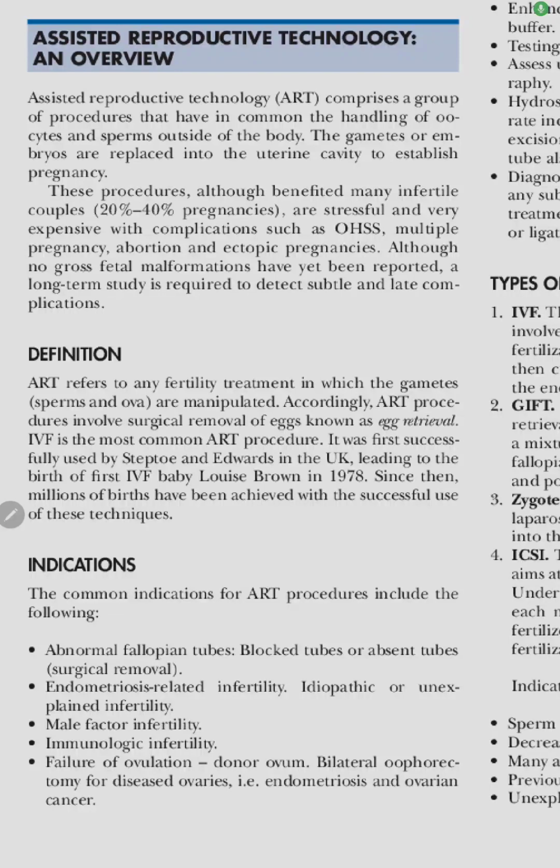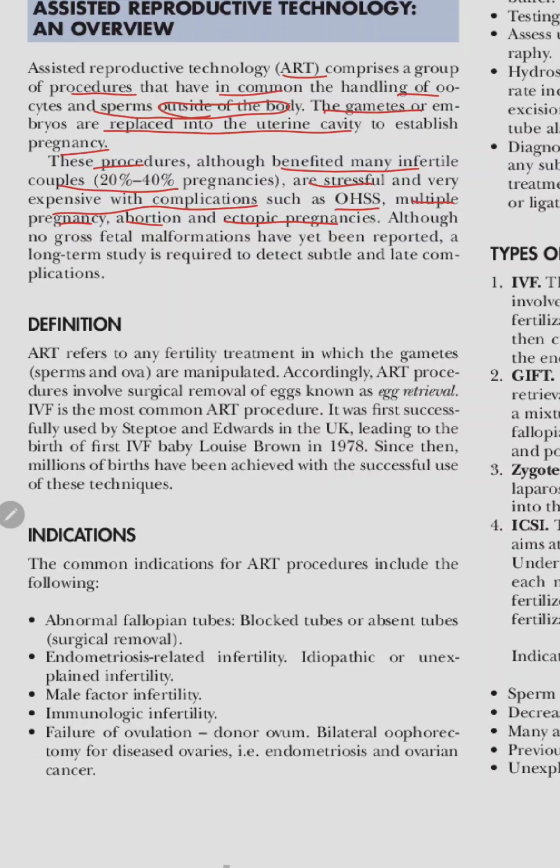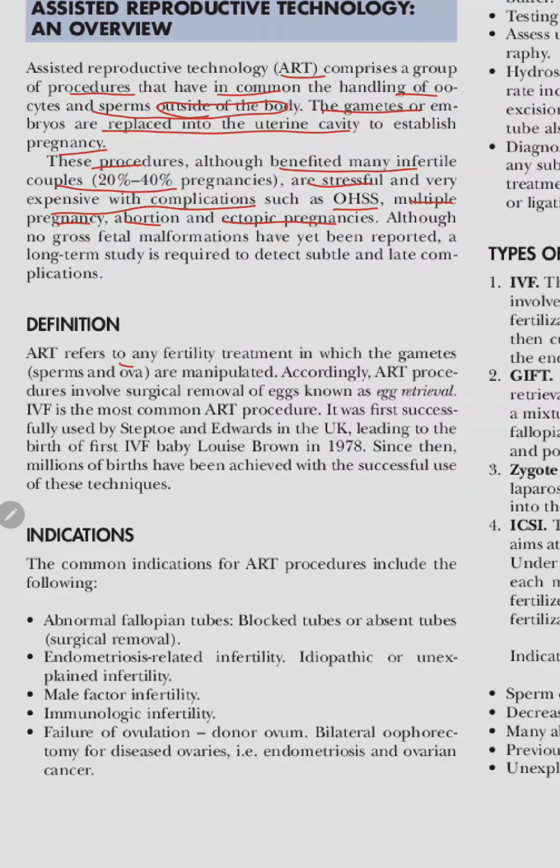Assisted reproductive technology, an overview. ART comprises a group of procedures that have in common the handling of oocytes and sperm outside of the body. The gametes or embryos are replaced into the uterine cavity to establish pregnancy. These procedures have benefited many infertile couples but are stressful and very expensive, with complications such as OHSS, multiple pregnancy, abortion, and ectopic pregnancy. Definition: ART refers to any fertility treatment in which the gametes, sperm and ova, are manipulated.